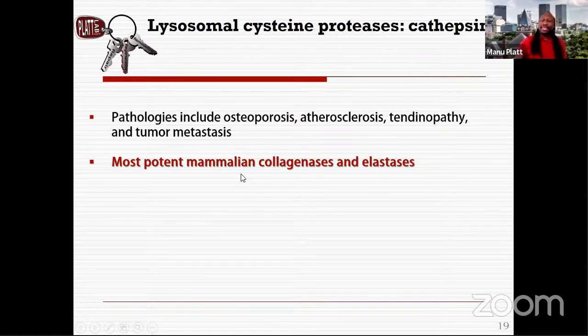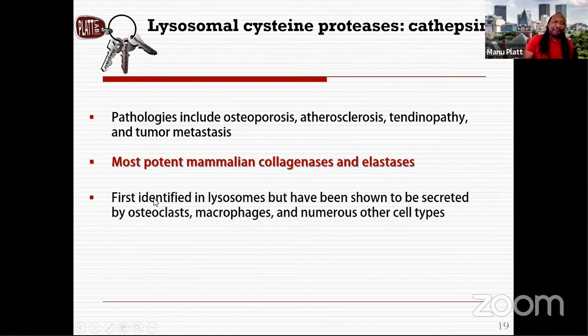But here's why I think they're amazing. They are the most potent mammalian collagenases and elastases that we have, right? So this is critical, particularly for tissue destructive diseases where collagen and elastin are degraded. They do prefer acidic environments for their optimal pH. That's what makes them tricky.